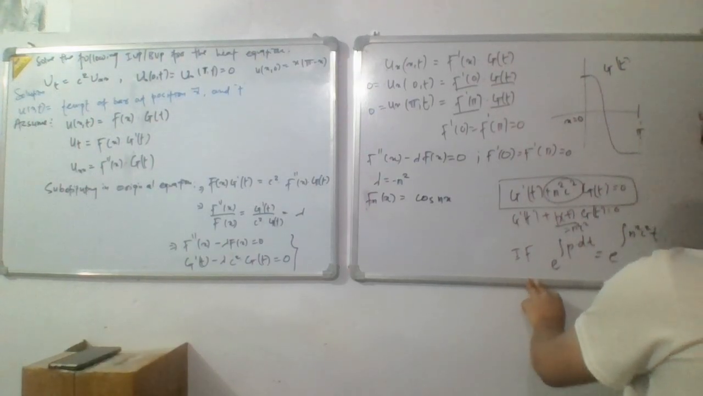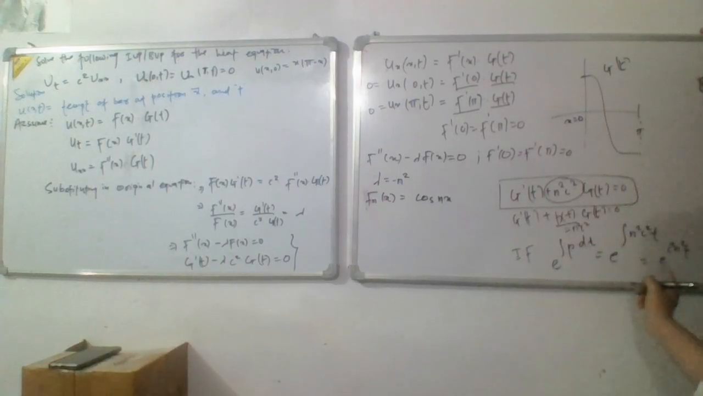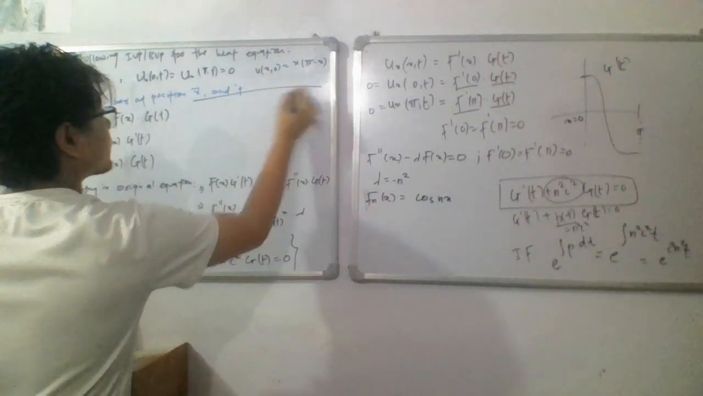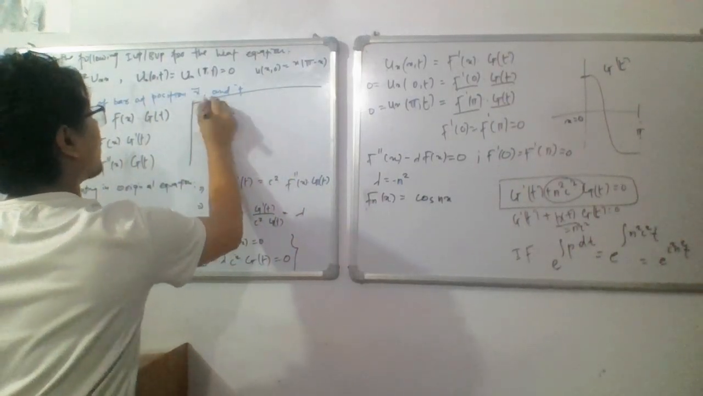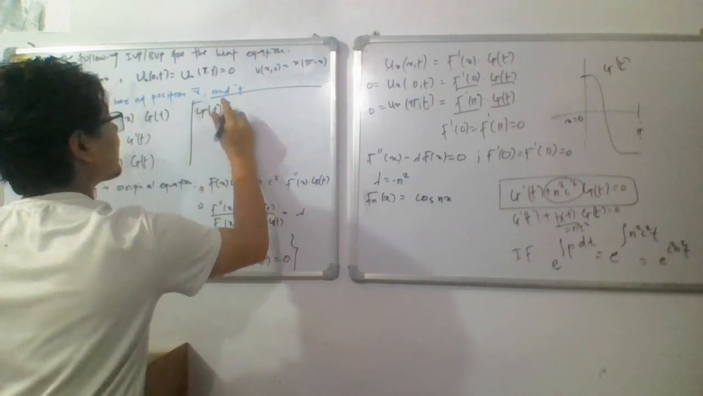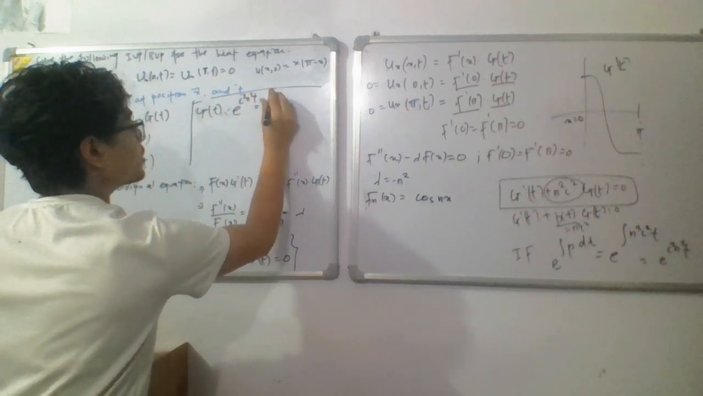Again it gives us e^(c² n² t), right? I hope you can see that. Okay, after finding that, I'm going to write the solution of it, and the solution is given by g(t) times the integrating factor, that is e^(c² n² t), equals 0.